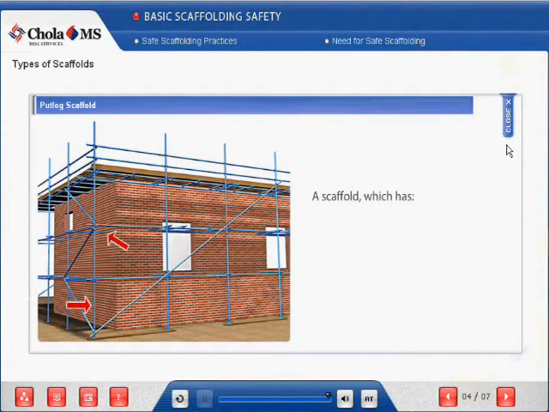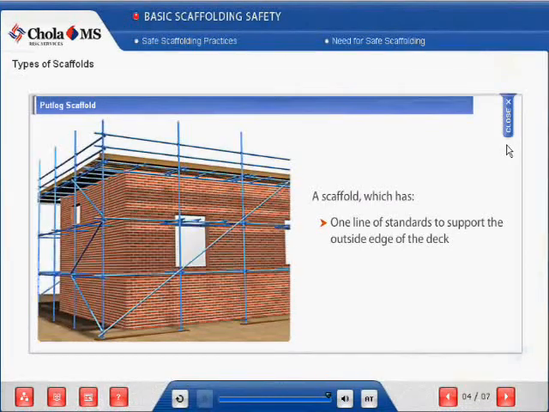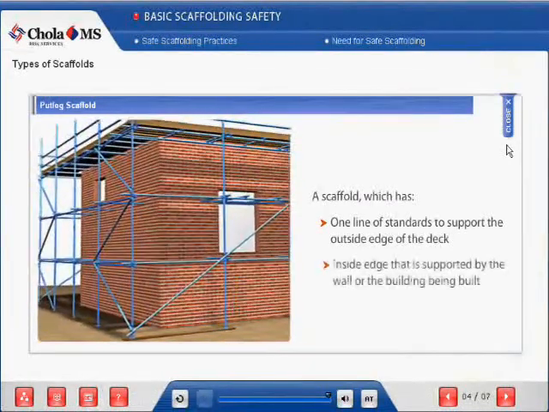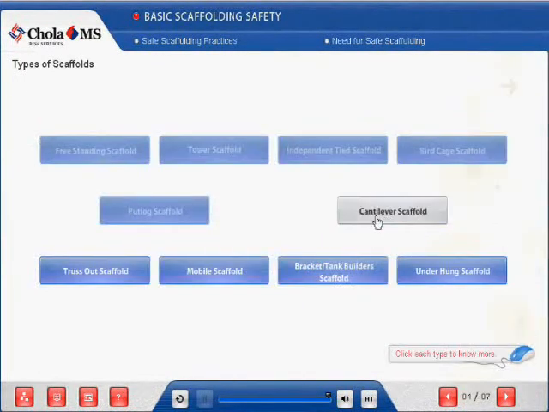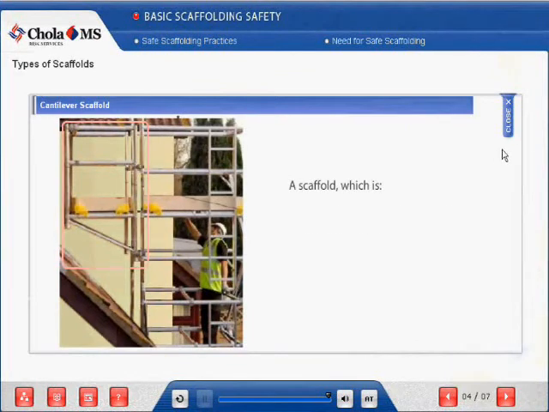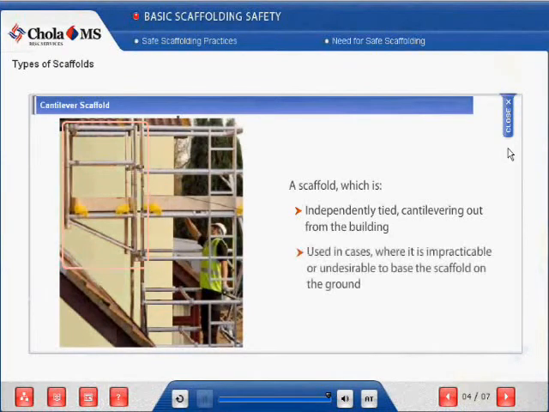Putlog scaffold is one which has 1 line of standards to support the outside edge of the deck, with the inside edge being supported by the wall or the building being built. Cantilever scaffold is an independently tied scaffold cantilevering out from the building. It is used in cases where it is impracticable or undesirable to base the scaffold on the ground.